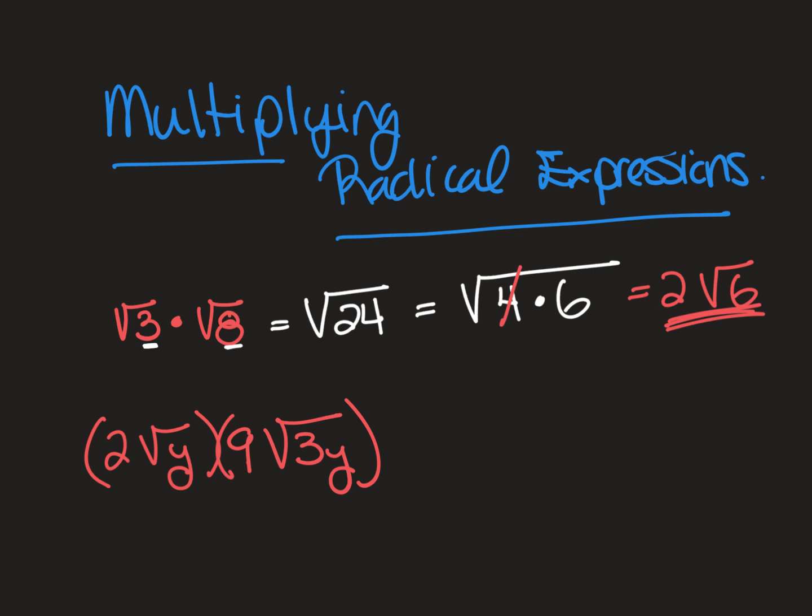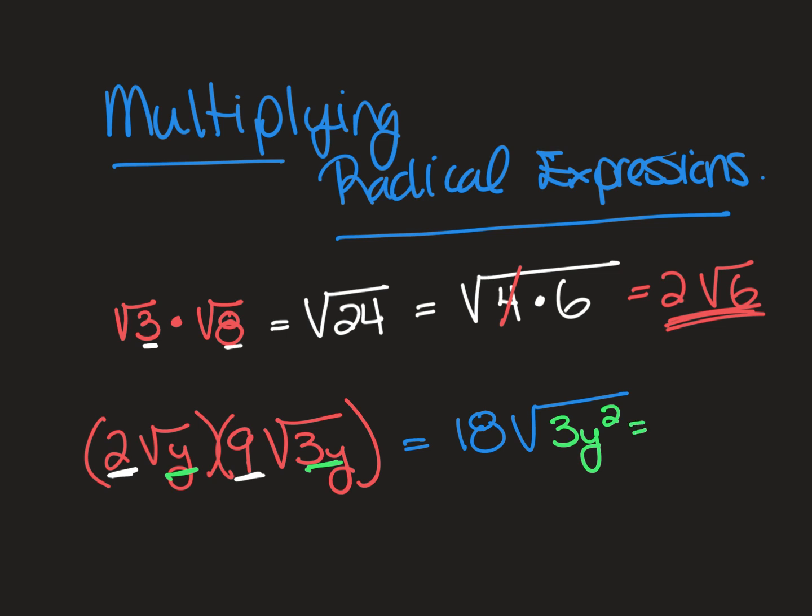With this second example, again, we want to line up the corresponding parts. The 2 and the 9 are what I call outside of the house. So when I multiply, they stay outside of the house. The y and the 3y are both inside of the house. So again, when I multiply, they stay inside of the house.